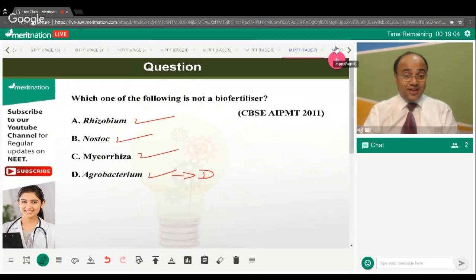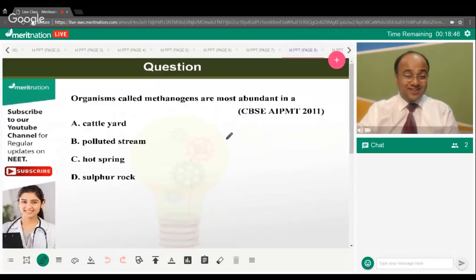The rest three are definitely biofertilizers. Rhizobium acts as a biofertilizer when it goes in for a symbiotic association with plants. Nostoc is a free living blue green algae. Mycorrhiza is a symbiotic association of fungi with plant roots, right?